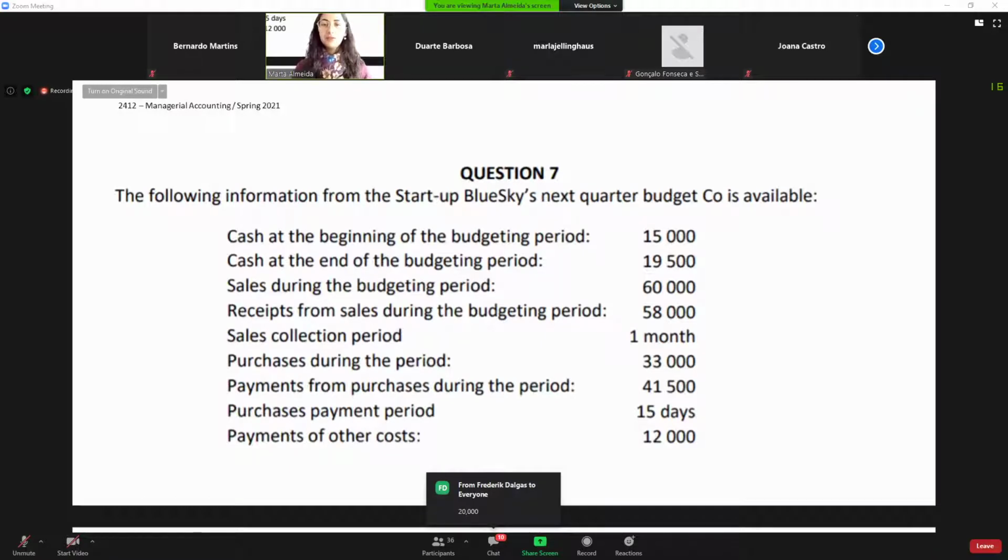At the end of the period is 20,000. Very good, Frederick. So at the end of the period, what the clients are owing the company is the 20,000 of sales from the last month of the quarter. Very good. Now, the next question, so question number 3. Any question before we go to question number 3?